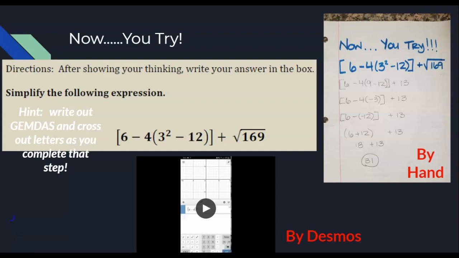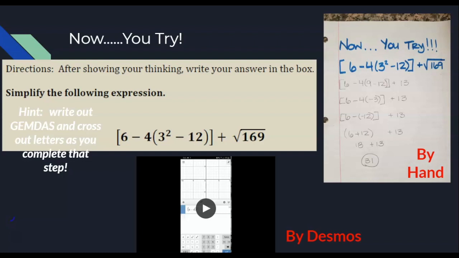Remember from the video that we are supposed to evaluate the expression working from the innermost grouping symbols outward. So the innermost grouping symbols would be the parentheses that are inside the brackets. So I simplify that, squaring the 3 to get 9. Continue simplifying, 9 minus 12 gives me -3. I multiply that by 4 and get -12. And then I have 6 minus -12, which is the same as addition, and I get 18.